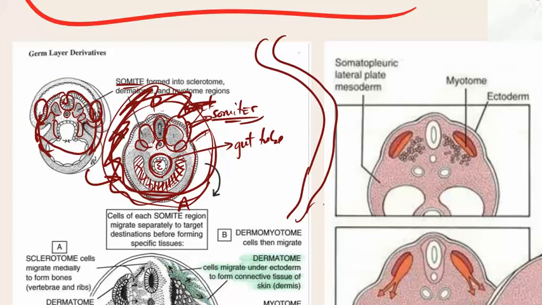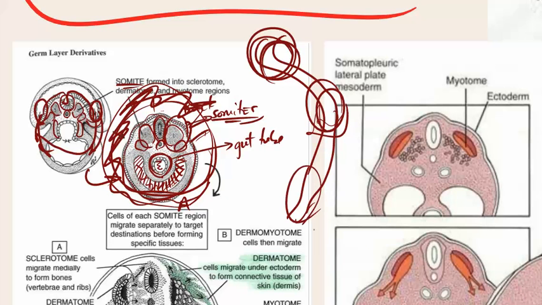And then depending on where you're at, it will differentiate. So if you're up here, it will actually give rise to your lung buds. And then lower on, like your stomach, your intestines, I believe pancreas and liver also come from it.